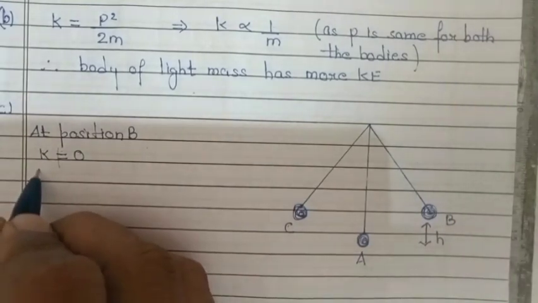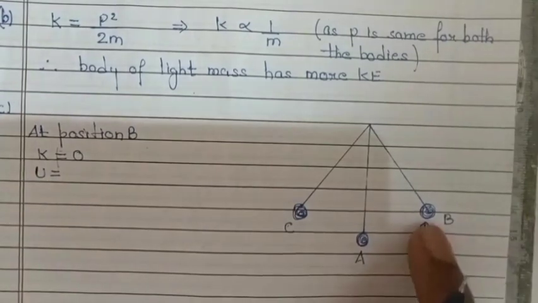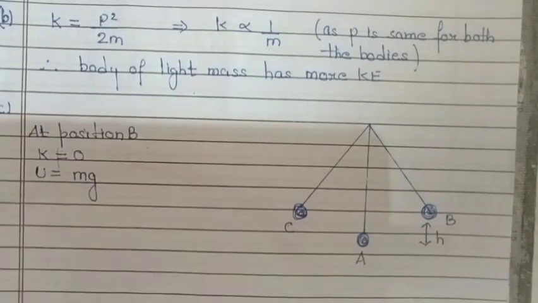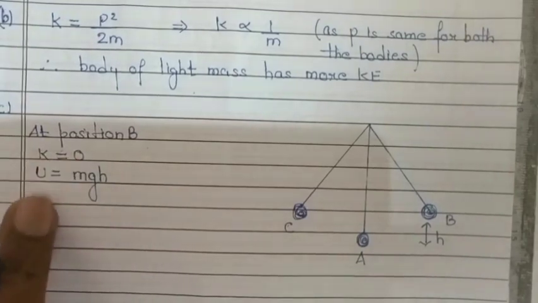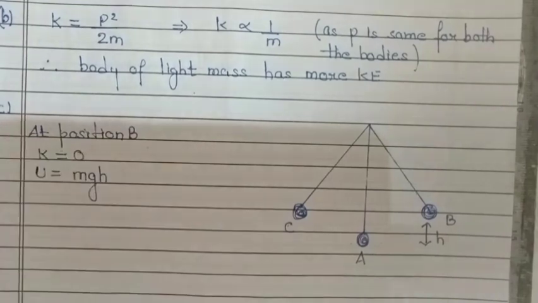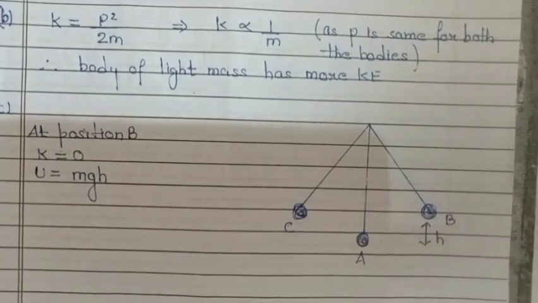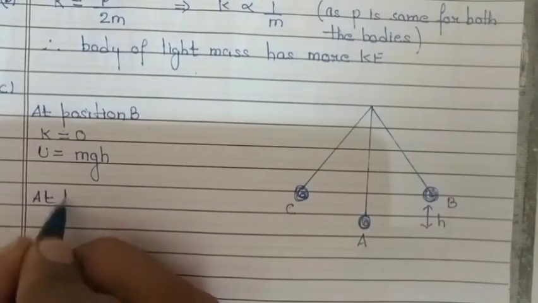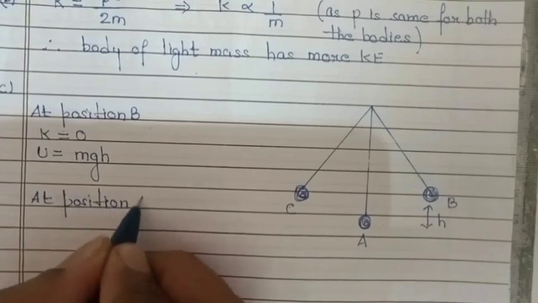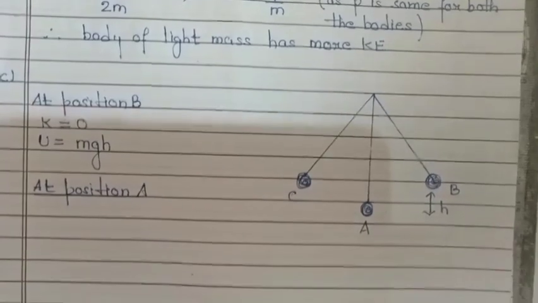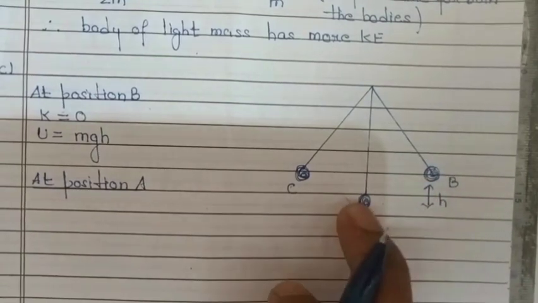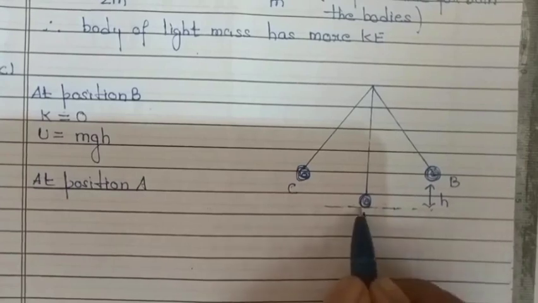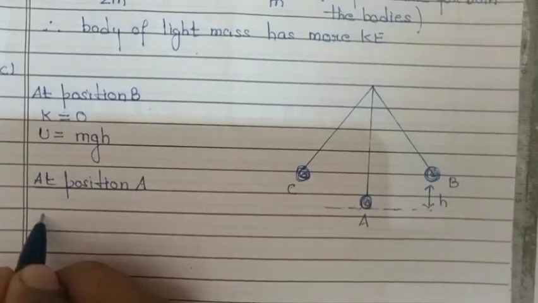What about the potential energy? The mass of the bob is m, gravity is g, and the question says that it is at a height h above the initial position A. So kinetic energy is 0 and potential energy is mgh at position B. Now the pendulum will move towards position A. At position A, its height will be 0 in comparison to B. This is the initial level, so the potential energy at A will be 0.